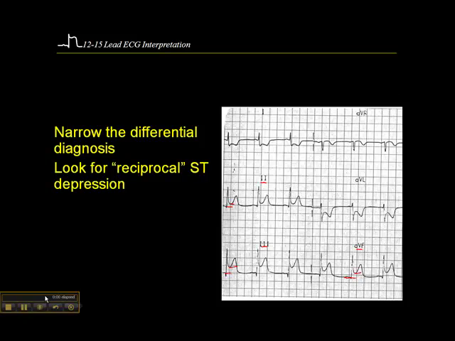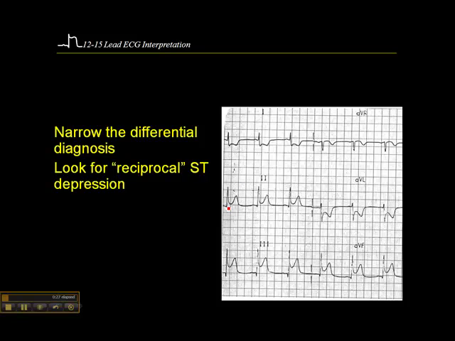On page 25, I also want to talk about reciprocal changes. When a patient has a myocardial infarct, there may or may not be reciprocal changes, but reciprocal changes increase the accuracy of the ECG, or the specificity of the ECG. So the absence of reciprocal changes doesn't rule out an MI, but having reciprocal changes just adds to the evidence.